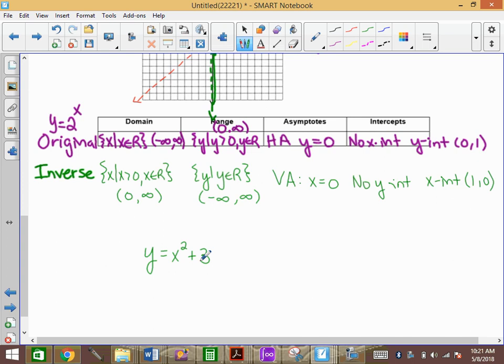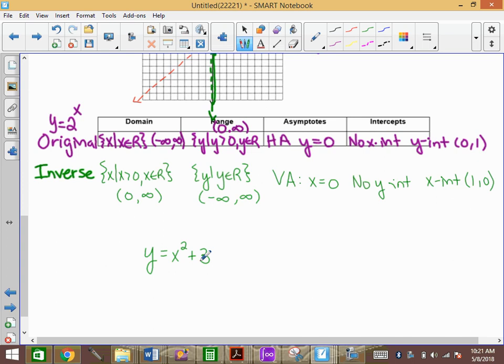But what if I want the inverse of the domain? I would just get the range of this one, and it would be the domain, right? I could get the domain of this one, and it would be the range of my inverse. I don't actually have to draw this graph unless it asks me to draw the inverse graph or asks me to get the equation of the inverse.